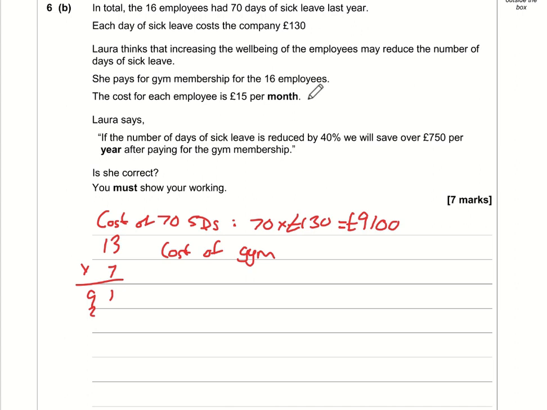Now this is where we need to be careful. It's 16 times by 15 times by 12, because this is monthly, not yearly. So let's work out the total cost of the gym for the year. That's going to be 15 times by 12. 2 5s are 10. 1 times 2 is 2, plus 1 is 3. Put in a 0. 1 times 5 is 5. 1 1 is 1. So 0, 8, 1.